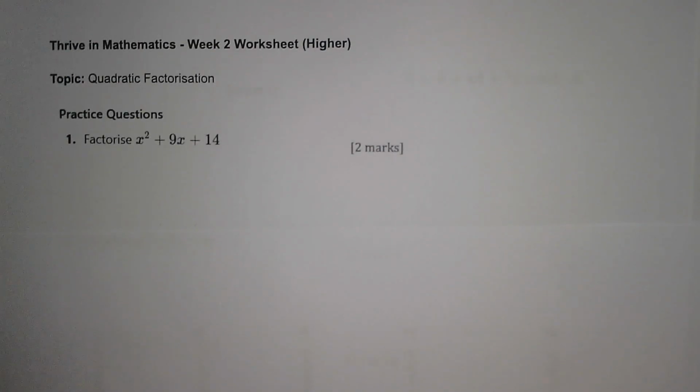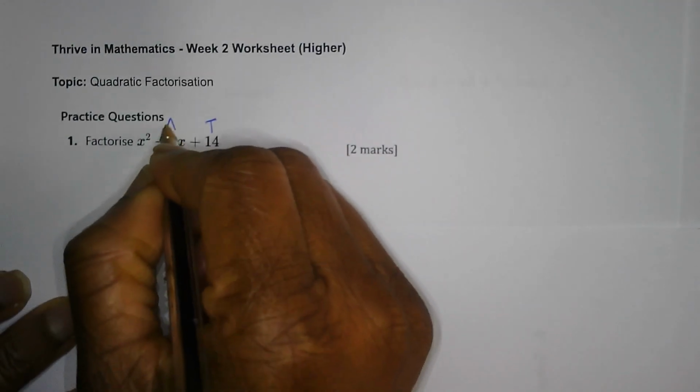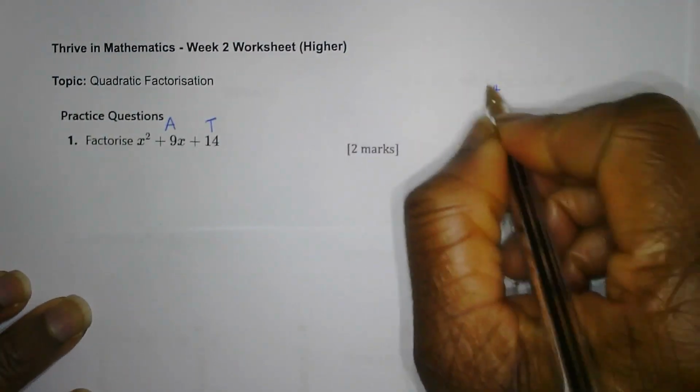Question 1. Factorize x squared plus 9x plus 14. I tend to use the T here to say two numbers that you multiply together to give you positive 14. And those two numbers, when you add them together, should give you positive 9. Let's think about two numbers. 14. This is my side calculation.